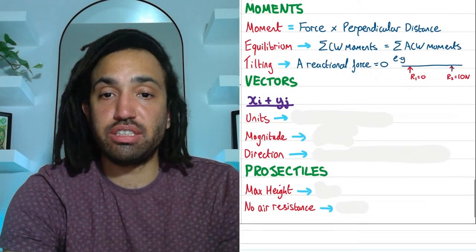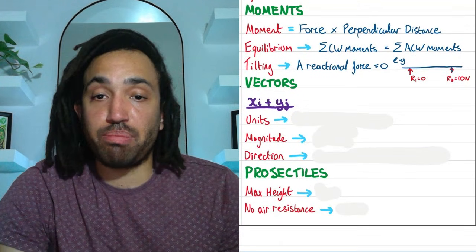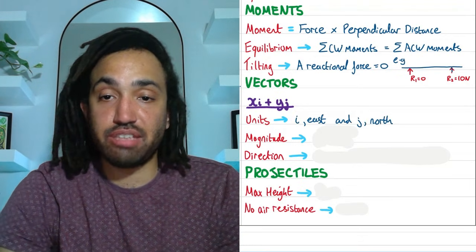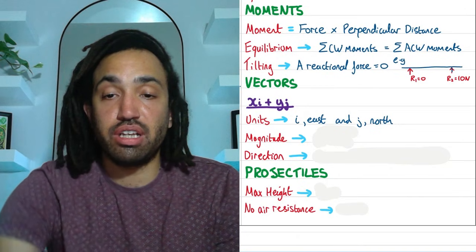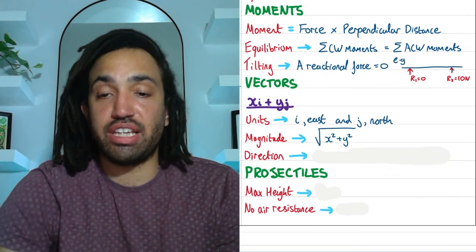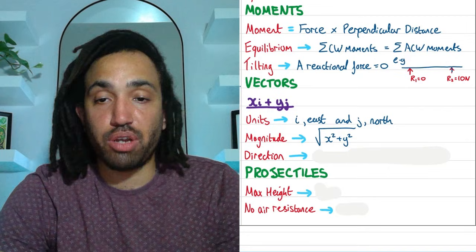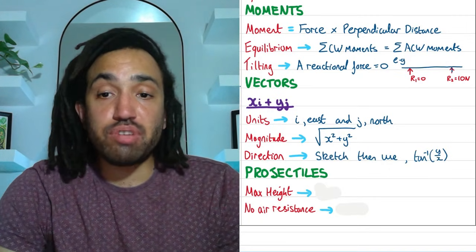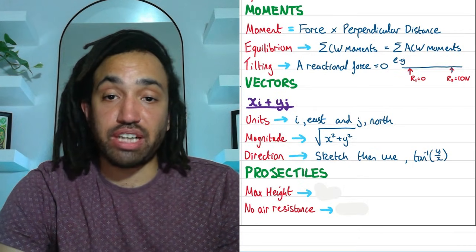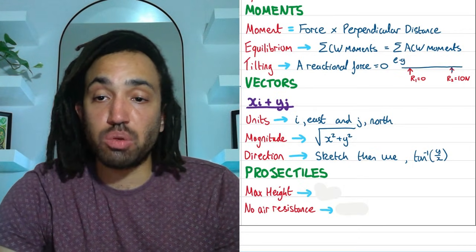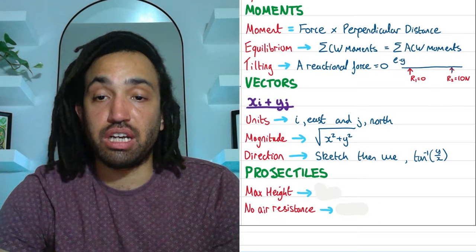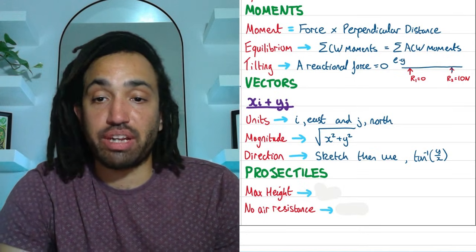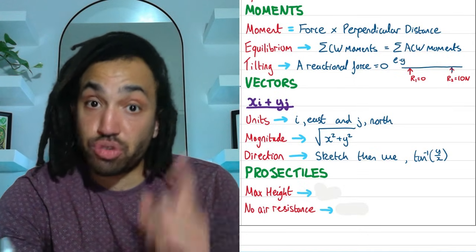Okay, vectors, we have xi plus yj, and the units are i is the easterly direction, j is the northerly direction. Magnitude is the square root of the two components squared and added together. And directional value, I would always recommend drawing a quick sketch when working with vectors, so as not to just rely solely upon the tan minus 1 formula. You want to get an idea of what the angle is and what direction it's going in, so always do a little sketch. If it's tricky, draw picky.